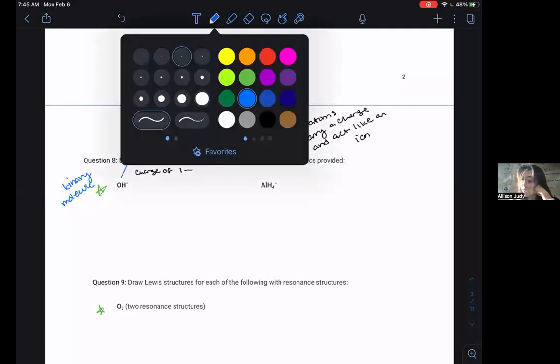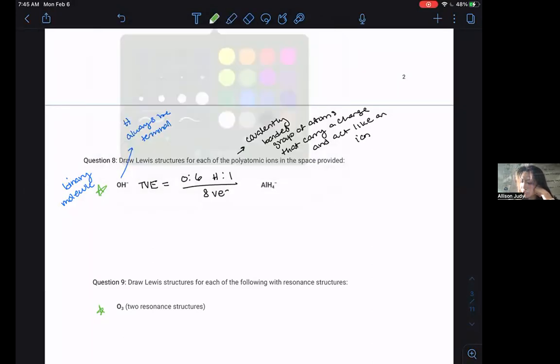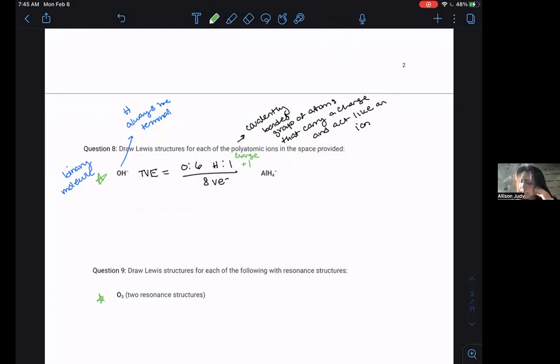Let's follow our rules. We're going to count the total valence electron count. Each oxygen brings in 6 and each hydrogen brings in 1. And we're going to add that 1 minus charge, plus 1 electron. So I'll quickly write plus 1 because of the charge. We're going to get a total of 8 valence electrons considering the charge.